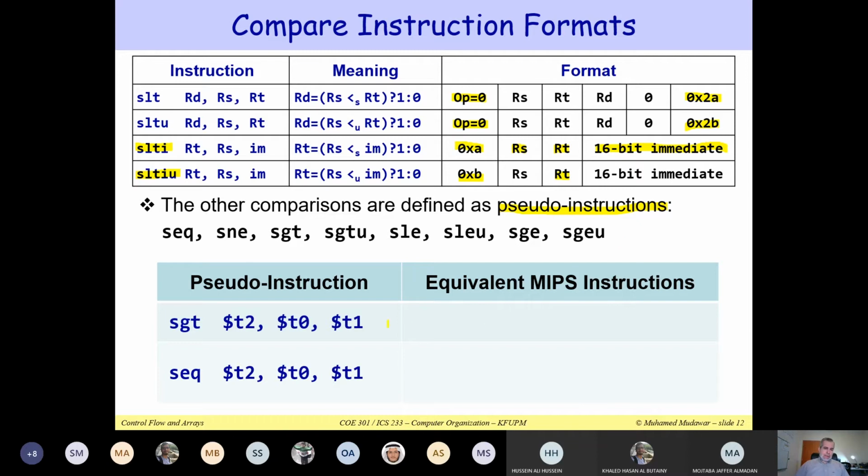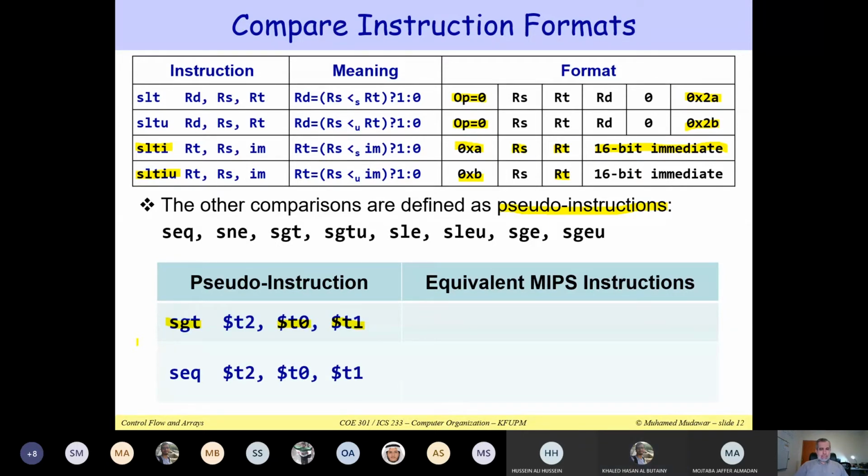So for example, how do we translate set greater than? How do we compare for set greater than? If I would like to check that T0 is greater than T1. Anyone would like to answer this question? What will be the equivalent?